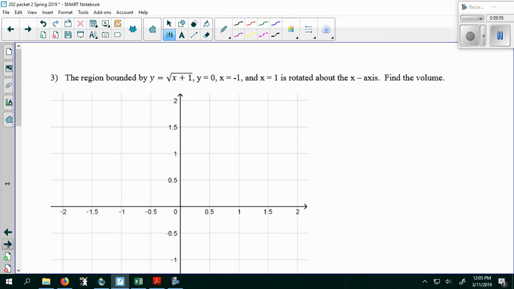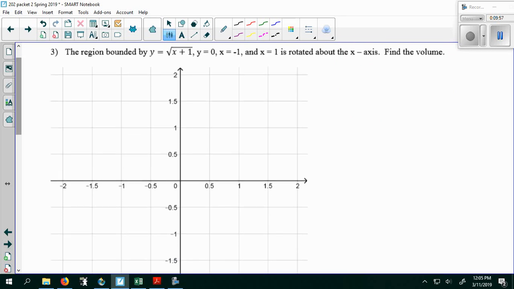Right, the region bounded by y equals square root of x plus 1, y equals 0, x equals negative 1, and x equals 1, rotated about the x-axis. Okay, so square root of x plus 1. If I plug a negative 1 in there, I get 0. If I plug a 0 in there, I get 1. And if I plug a 1, I get the square root of 2.